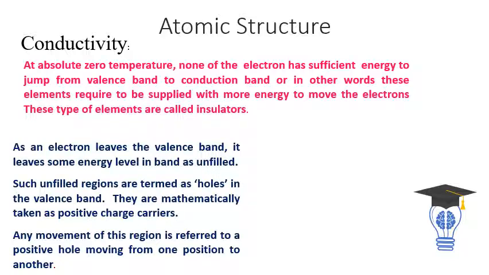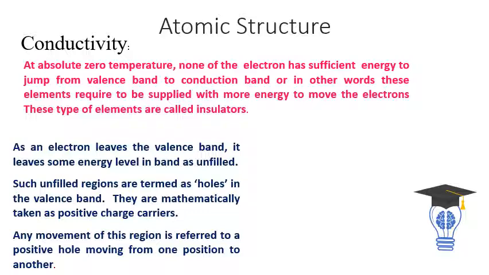Conductivity. At absolute zero temperature, none of the electrons has sufficient energy to jump from the valence band to the conduction band. In other words, external energy needs to be supplied to make the electrons free from the valence band and move to the conduction band. If the energy required is more, then they are called insulators.